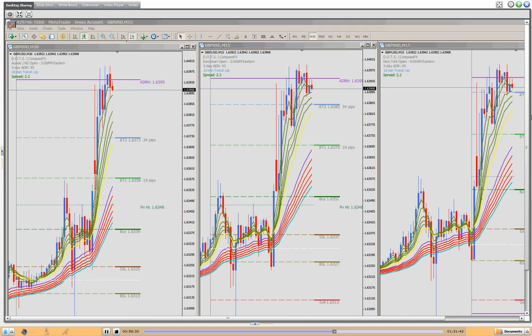Yes, sir? Hey, John, the other day I put my stop right below the pin that you're talking about, and wow. It came within 0.0007 of hitting the bottom of that pin. And I was about a pip below that, and you're right. They respected that pin low almost within the pip, and then it just worked its way right back up.